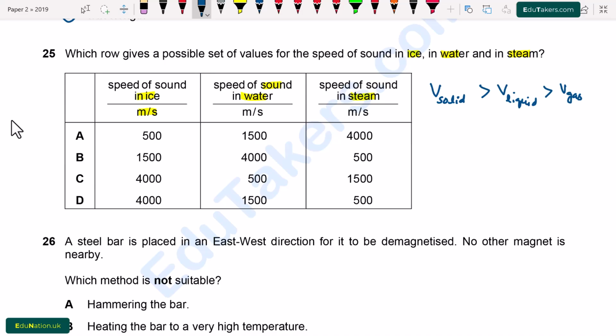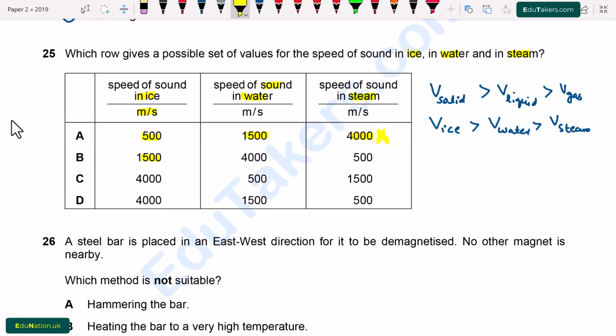Here we are given ice, water and steam. So I write here the speed of sound in the ice, it is greater as compared to the speed of sound in the water, which is also greater as compared to the speed of sound in the steam. Now we see the options. In option A, 500, 1500, 4000. Here the speed of sound in the steam is larger. So this option is incorrect.